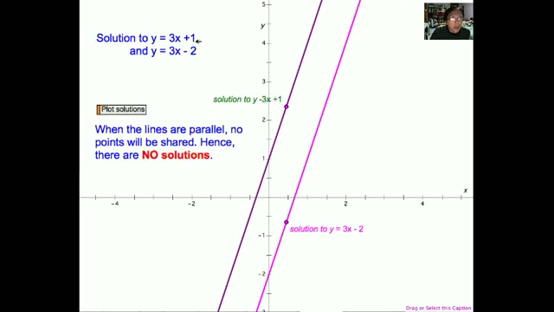In this example, we have two parallel lines. And you can see that the points will never meet. When the lines are parallel, no points will be shared, and hence there are no solutions to these two simultaneous equations. And you can see why they are parallel, because they have a common term in 3x.